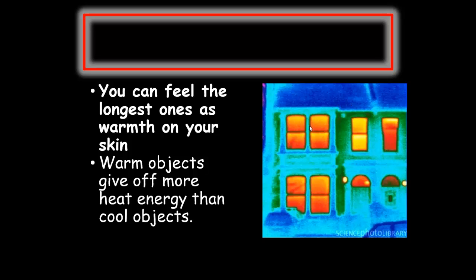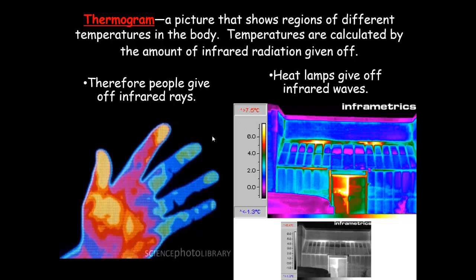For example, you can have some special devices that can look at your house, and if it's hot, it shows up as different colors. That's obviously one of the uses. And that's called a thermogram, a picture that shows regions of different temperatures in the body. If you use it for your body, that's a thermogram.